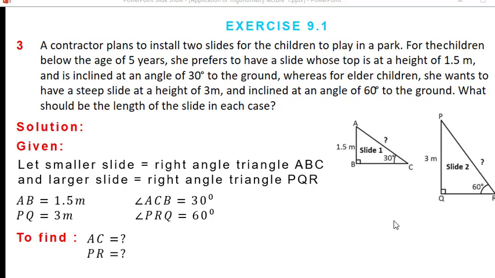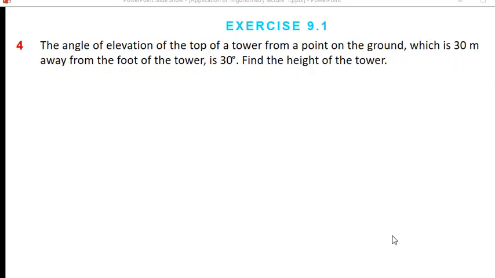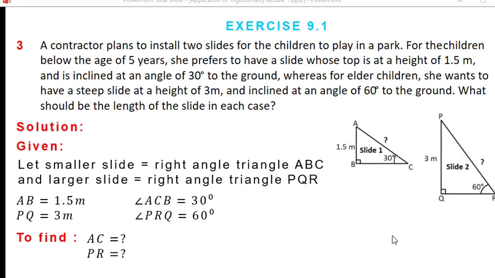Okay. Now again, what ratio are we going to use? If you see this smaller triangle or bigger triangle, both are the same, and if we apply sine of 30 degrees, sine of 60 degrees, we will get the value of AC and PR. So this problem I leave to you to solve and get the value of AC and PR.